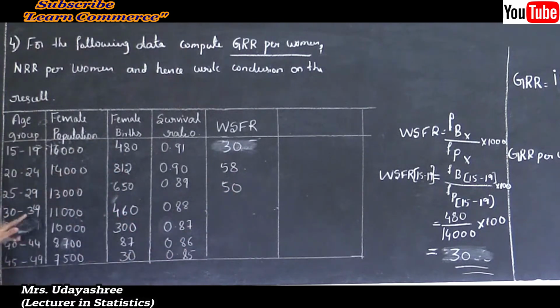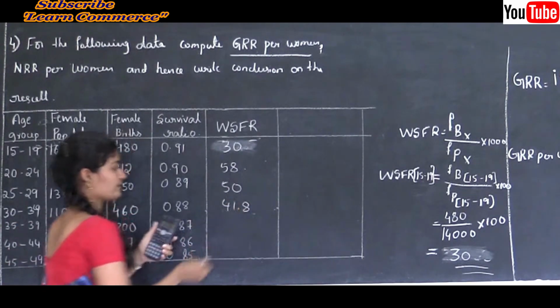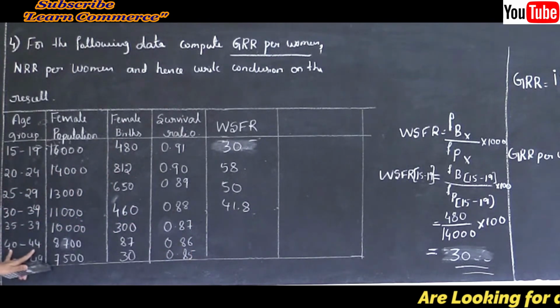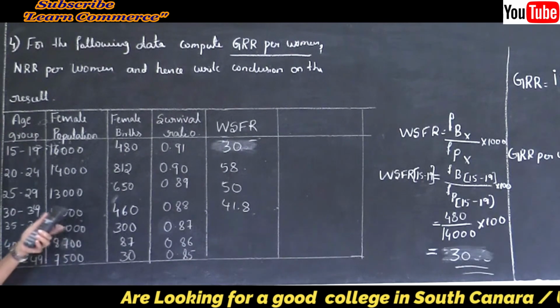Okay, next specified 30 to 34. Here female births are 460 divided by female population, that is 11,000, into 1000, that is 41.8. Okay, next specified years 40 to 44. I'm sorry, 35 to 39. Here female births are 3000.